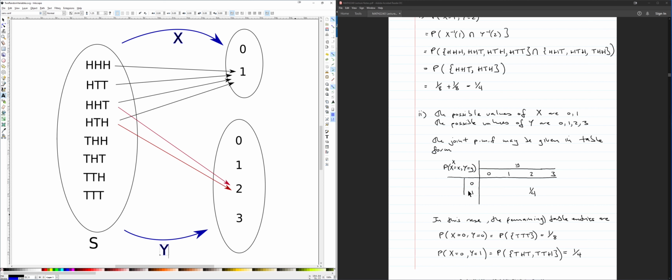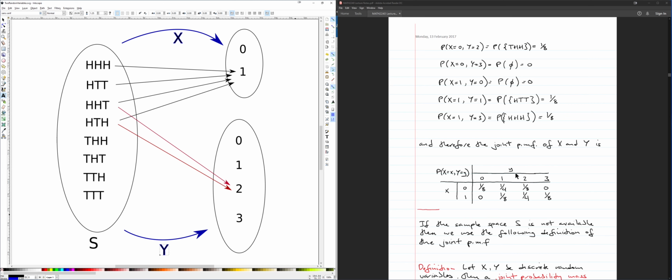So for the possible values of big X and the possible values of big Y, what I want is to get a probability. And as you probably saw in Ms. Bhutan's class, you can organize that in a table. We will get to the table in a second.